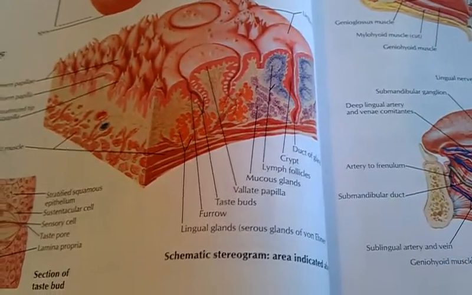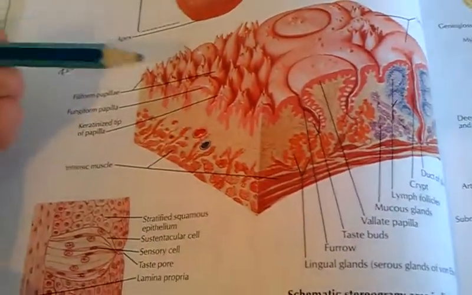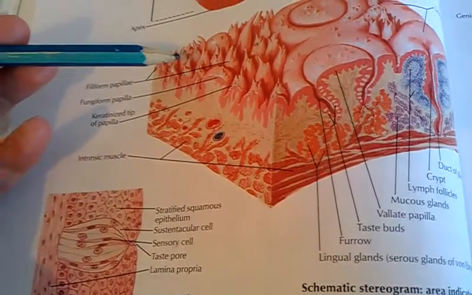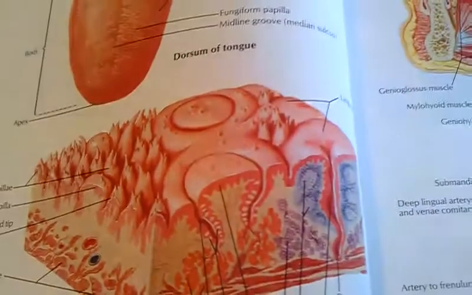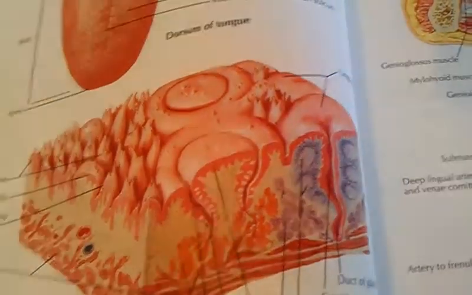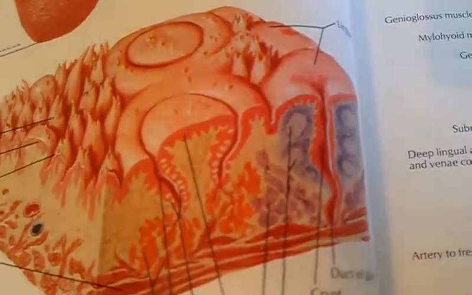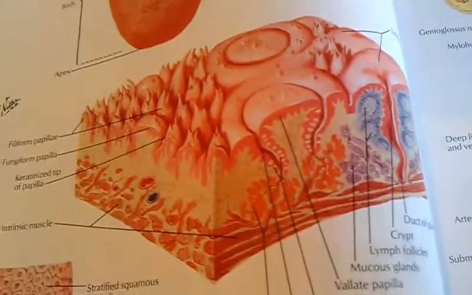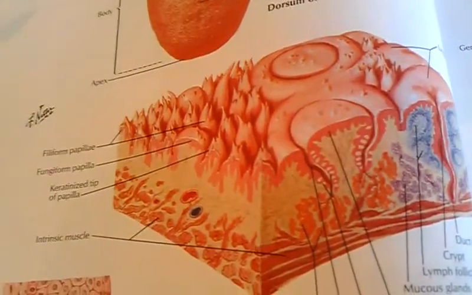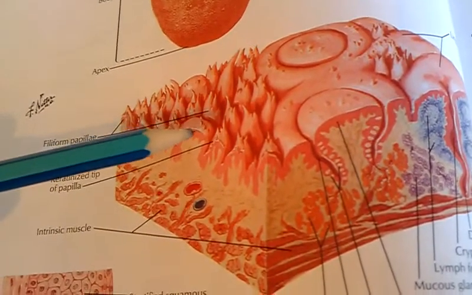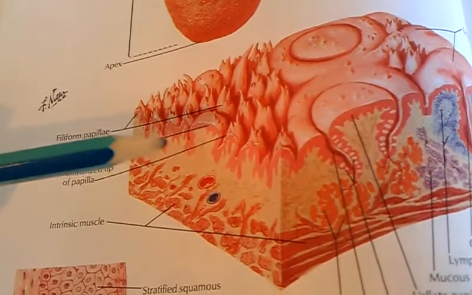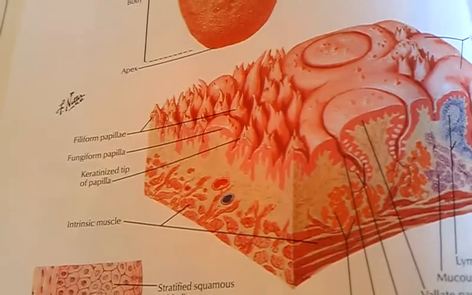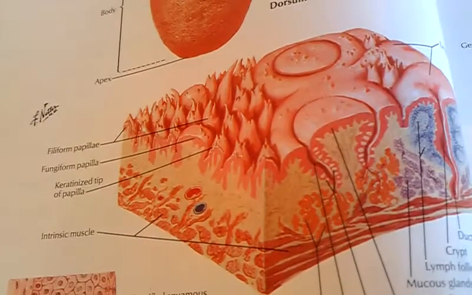Now the lingual papillae, we have 4 types. First one is filiform papillae. So these ones. These are the most numerous ones, and they are long and slender in shape. Next one is fungiform papillae. They are scattered irregularly and are round in shape.